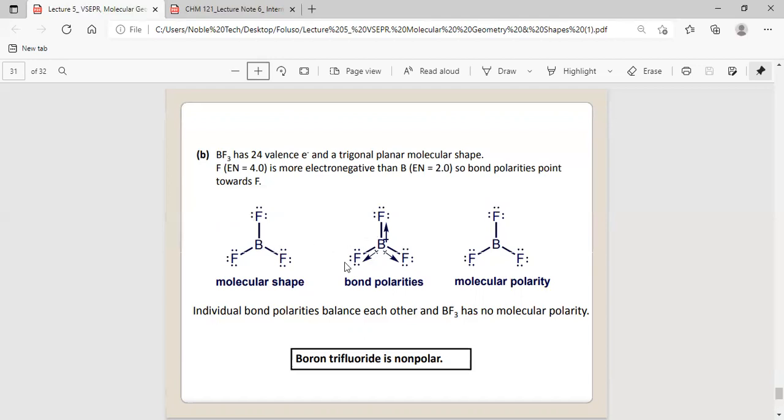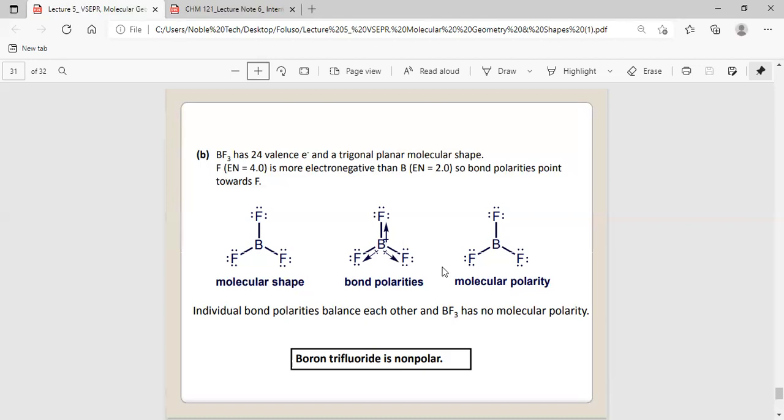Now, the fluorine has higher electronegativity than boron. So as a result of that, you have polarity towards the electronegative atom. So you have the polarization of the bond towards fluorine, polarization of the bond towards fluorine, polarization of the bond towards fluorine. You will see that all these are in opposite direction.